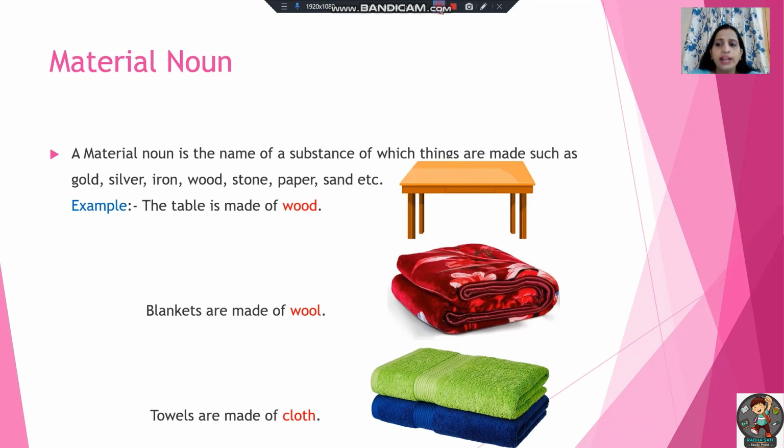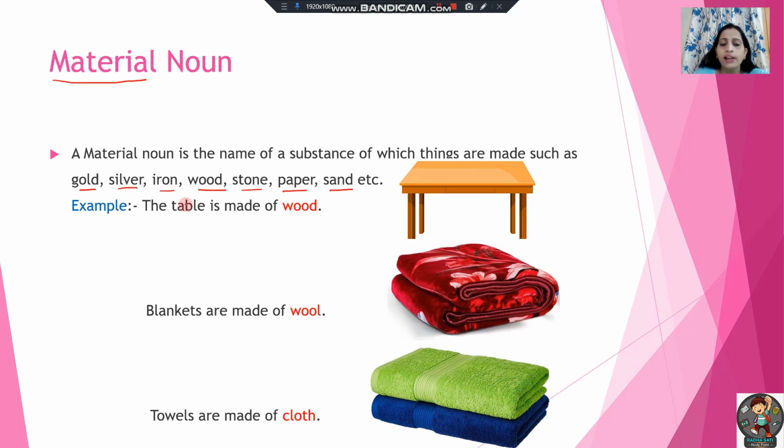So now the fifth and the last type of noun which I am going to discuss today is material noun. So what do you mean by material noun? As it is clear by its name, it can be the name of any substance, any material by which things are made. So a material noun is the name of a substance of which things are made, such as gold, silver, iron, wood, stone, paper, sand, etc. There are so many other examples.